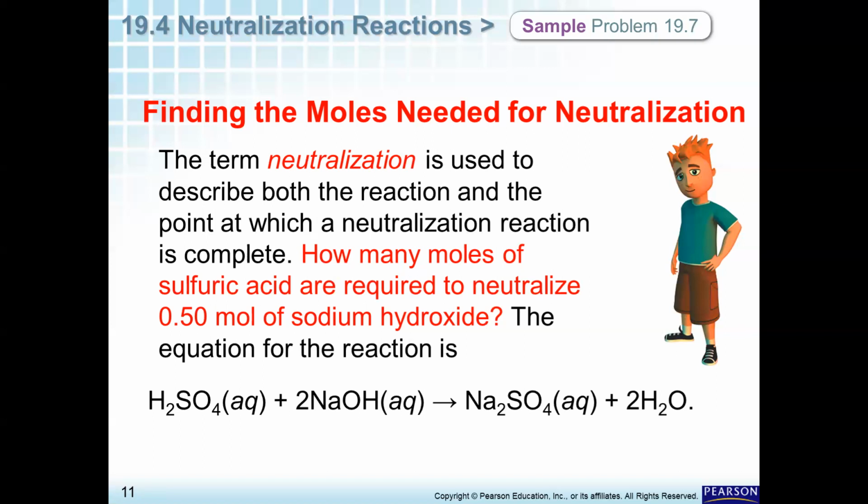So the question is, if we react sulfuric acid with sodium hydroxide, according to the equation in front of you, how many moles of sulfuric acid are required to neutralize 0.5 moles of sodium hydroxide? All we need to do, as usual with this kind of calculation, is use the given quantity and derive a conversion factor from the equation. What is the conversion factor we are talking about here? What kind of conversion factors do we have in this equation?